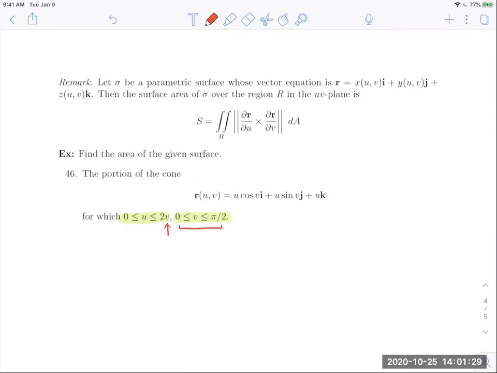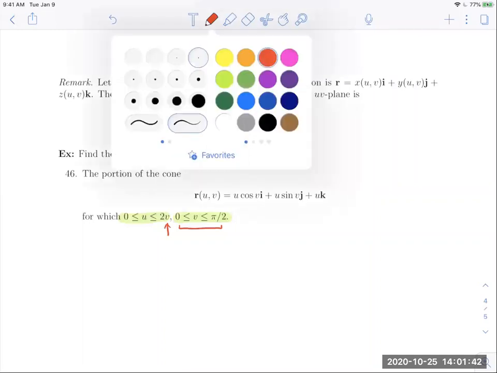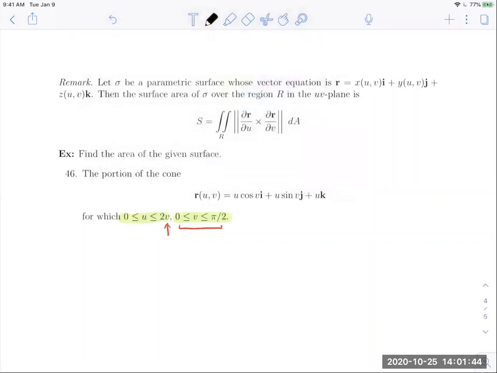I want to integrate with respect to u first so that when I plug in those limits of integration, they're non-constant and leave everything in terms of v, and then finally integrate with respect to v last. So that's one thing that I notice right out of the gates. Next, let's go ahead and find those partials so that we can set up our integral.